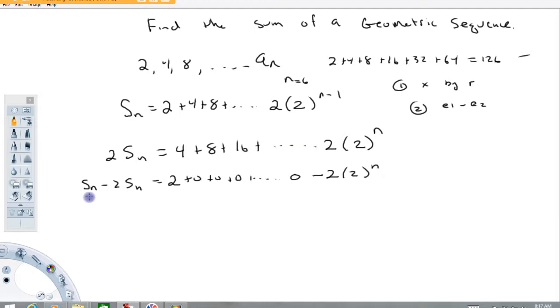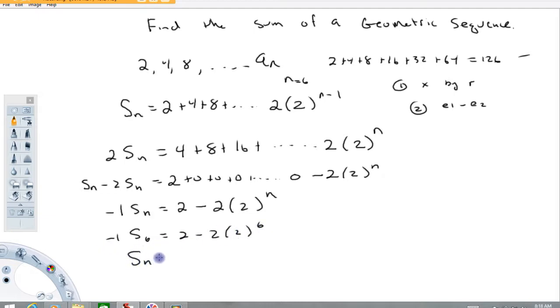So what I have now, this formula, this equation here has really simplified nicely, because if I take s sub n minus 2 times s sub n, we get minus 1 times s sub n equals 2 minus 2 times 2 to the n. So I've got this really nice easy formula now to calculate my sum for any value of n. Using n equals 6, we're going to have 2 minus 2 times 2 to the 6th power. There's lots of 2's in that equation.